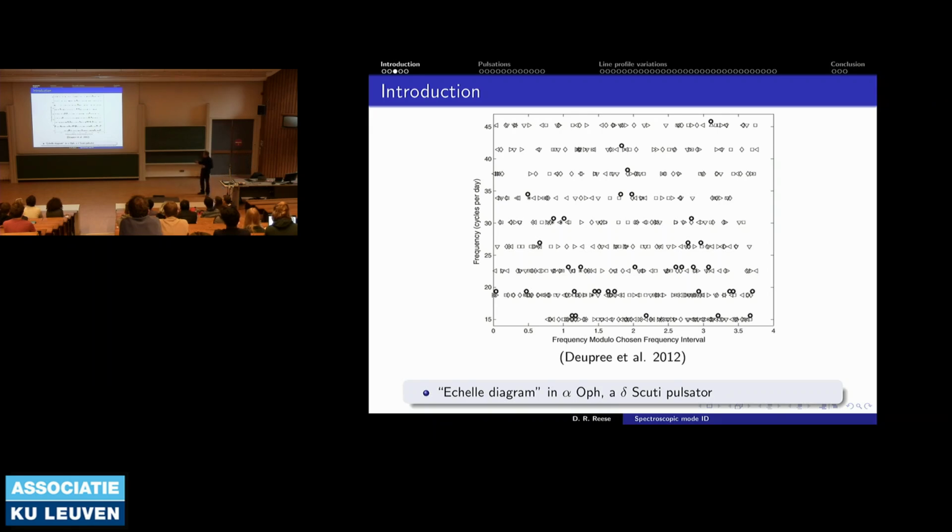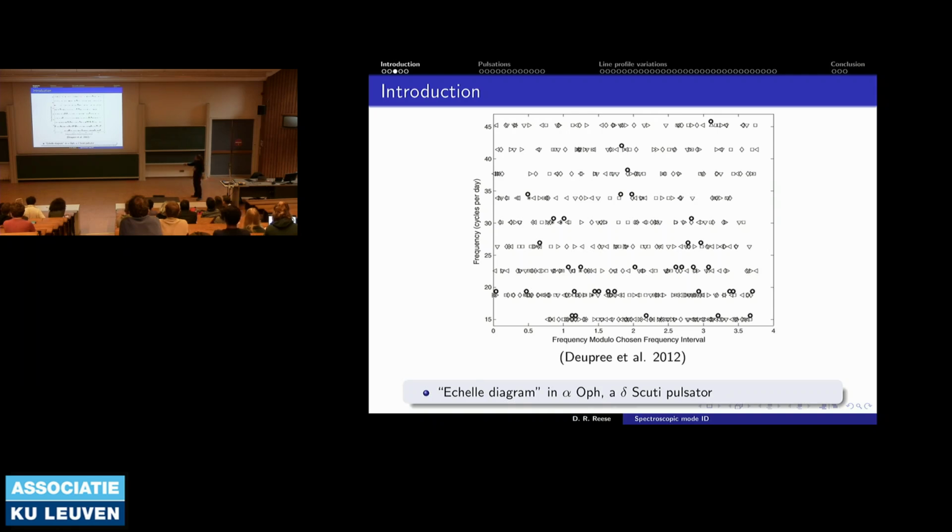Okay, all right, and here's another illustration. This is for Alpha Ophiuchi, which is a Delta Scuti pulsator, and this illustrates the problem. The thick circles you see here are the observed pulsation modes. And then this whole mixture of all these other symbols correspond to the calculated pulsation modes that Dupree et al. are trying to match to the observations.